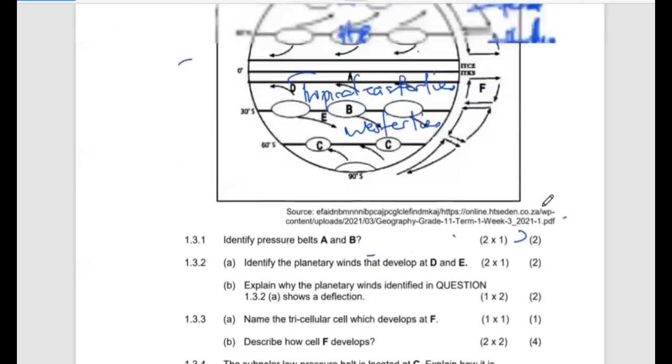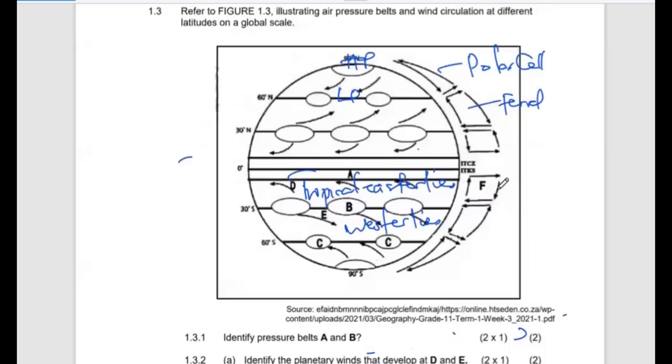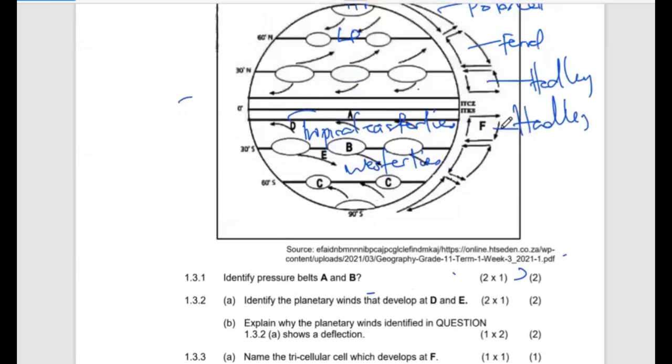Name the tricellular cell which develops at F. I think we've also mentioned that. At F, we have our Hadley cell. This is our F. We have a Hadley cell to the south and a Hadley cell to the north. This is also the Hadley. And we'll go to the next question. Describe how cell F develops. How does the Hadley cell develop?